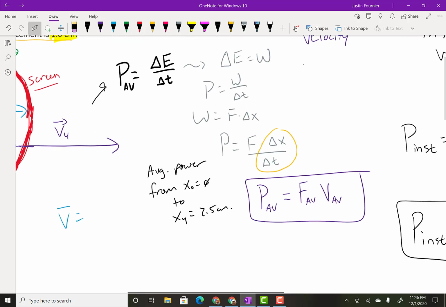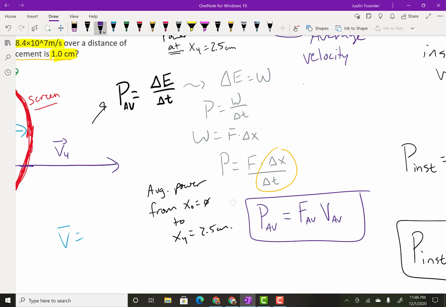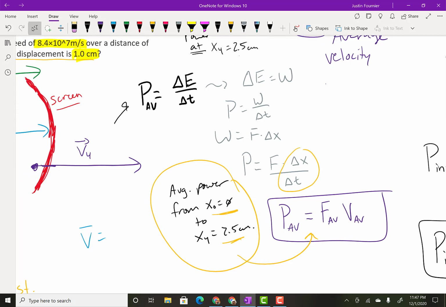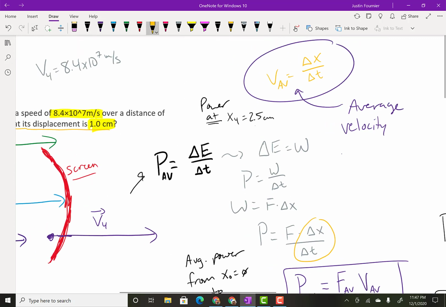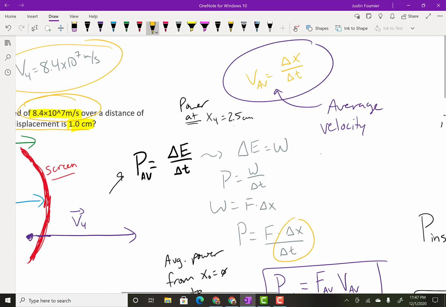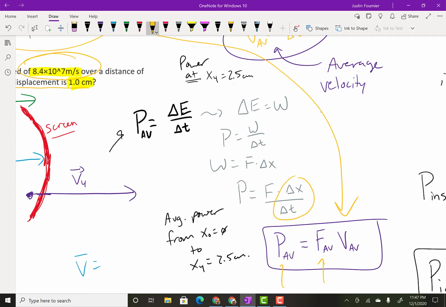And the reason I have this is so if I said, I want to find out what the average power is from 0 to 2.5 centimeters, I would use this equation. But let's start instead with here. Let's say I absentmindedly went, okay, velocity, well, here's a velocity. I'm just going to plug this velocity into here and then multiply it by a force and get my power.